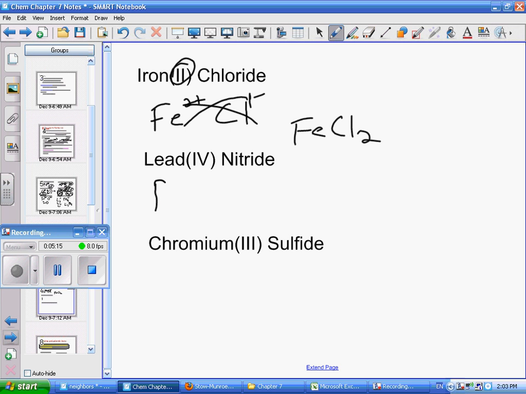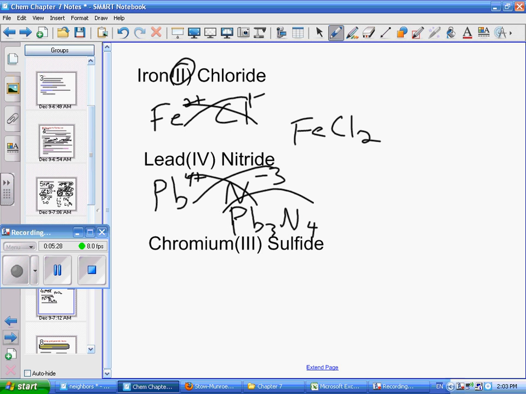Lead-4. The charge on lead-4 is 4 plus. Nitride is -3. Put the 3 here, put the 4 here. Pb3N4. Done.